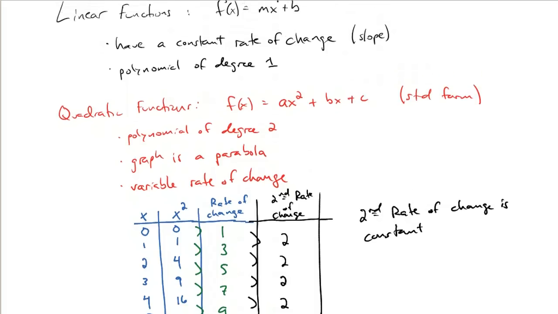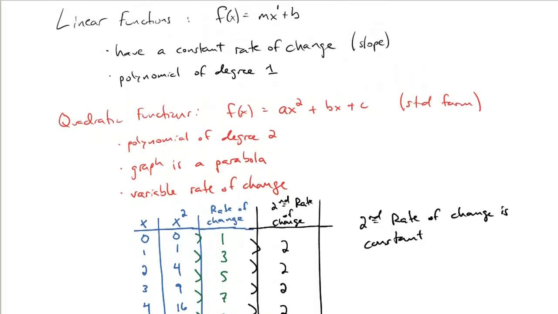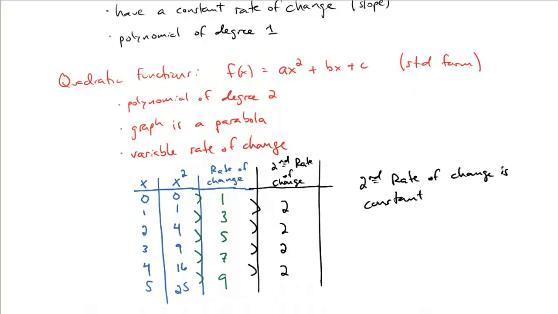So degree 1 of linear functions, first rate of change is constant. Degree 2, quadratic functions, second rate of change is constant. That pattern will hold forward for polynomials of degree 3. The third rate of change will be constant, and so on and so forth. So a polynomial function of degree n will have its nth rate of change constant.